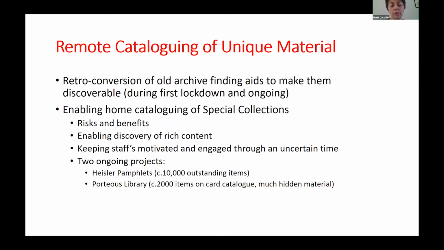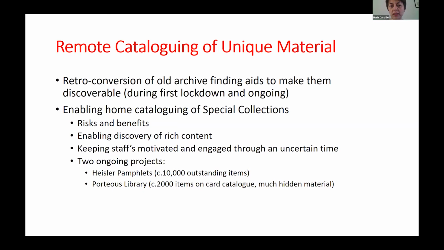But for me, what's been really interesting is to enable home cataloging of special collections. This is something we haven't done before. And we have piloted 2 projects. Obviously, this requires a collaborative approach across different teams in the library and involves the special collections team, the metadata team, the conservation team, and also colleagues in the Central University who help us with risk assessments. Basically, what we were doing was to bend the rules entirely and enable people to take material home to catalog at home. So obviously, not all the material is suitable for this kind of activity.